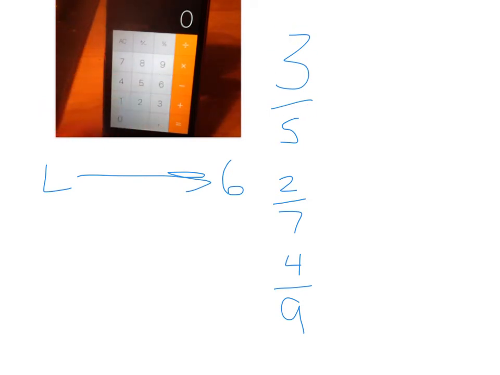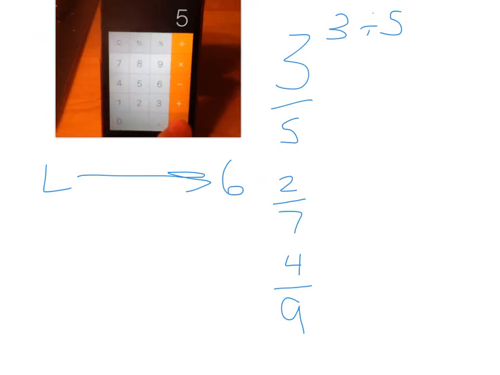So what I'm going to do on my calculator, I'm going to type, well, if you remember, let me back up, I'm getting ahead of myself. Remember, 3/5, as a division statement, would be 3 divided by 5. So on my calculator, I'm going to write 3 divided by 5 equals 0.6.